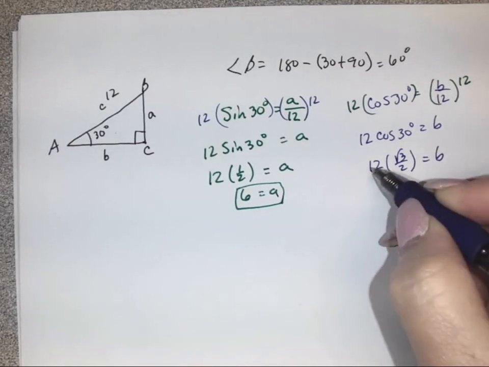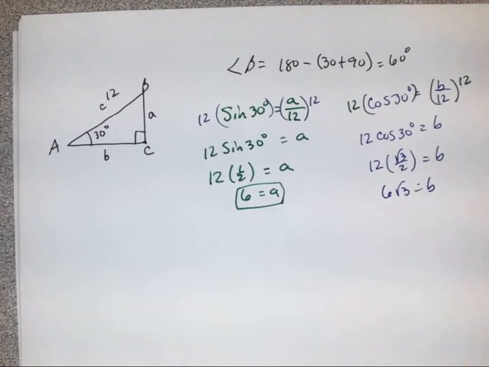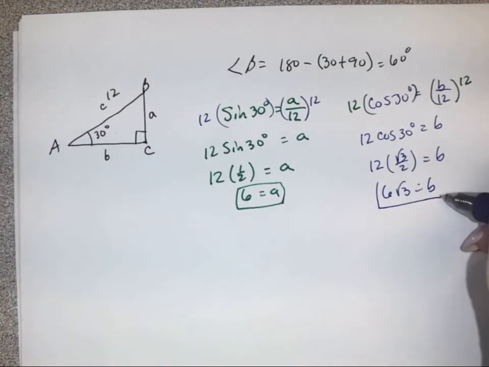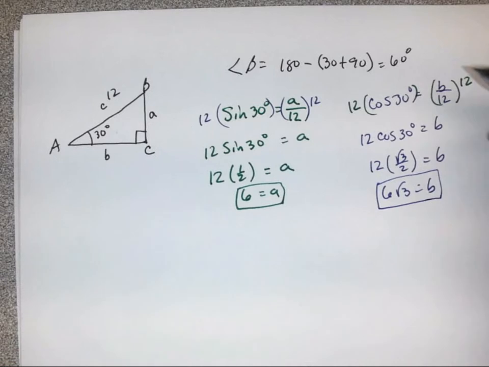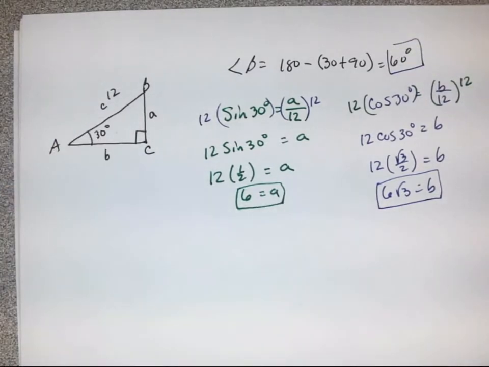then the 2 goes into 12 6 times. We end up with 6 square roots of 3 is equal to our B. So we have found the pieces that we were missing. We have our angle, we were given 3 parts, and we found 3 parts. All right, let's go do another one.